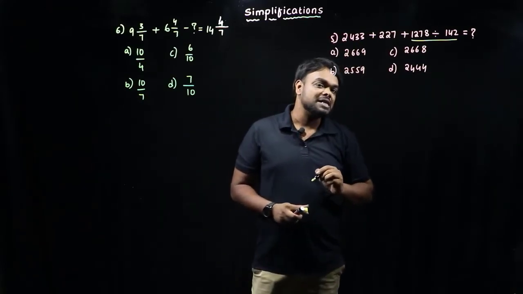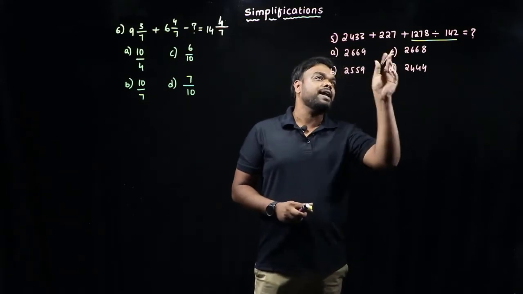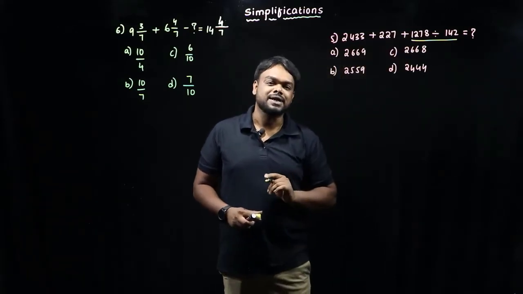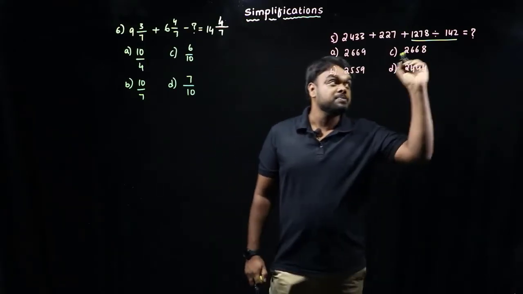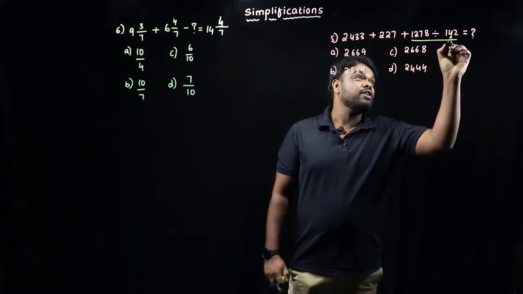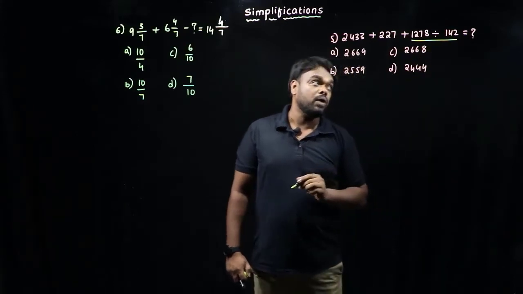Well, few students must be already worrying by looking at the size of the numbers. Does that really matter to us? No. Let me help you with that. If you observe here, 142, 1278 divided by 142.